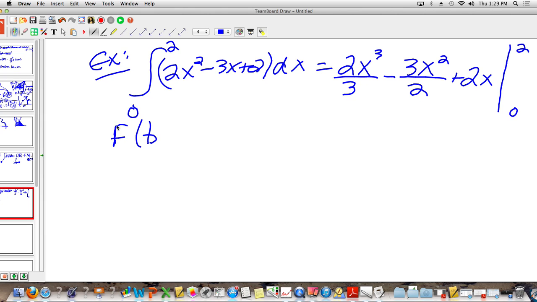Remember, the capital letter F meant the integral: F of b minus F of a. This 2 up here is the b, so we need to plug that 2 in for our x's in our integral. Then we find F of a: we take this 0, which is our a, plug it in, and get an answer there. Then we subtract them, and that will be the area underneath this curve.